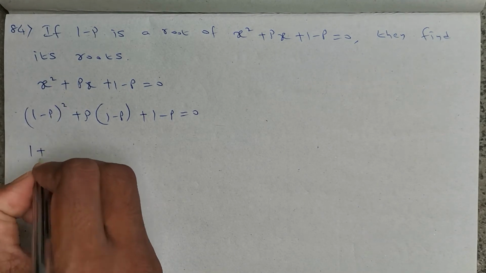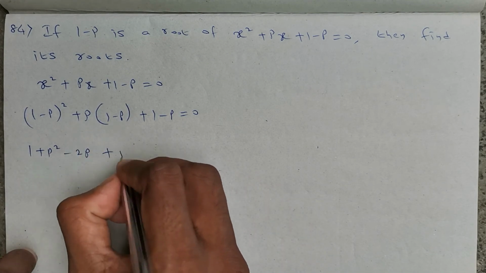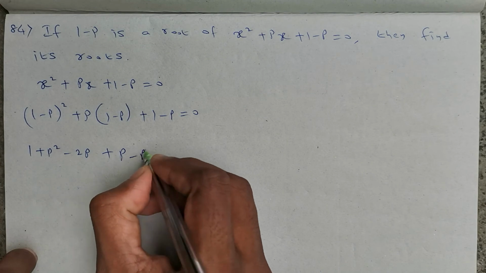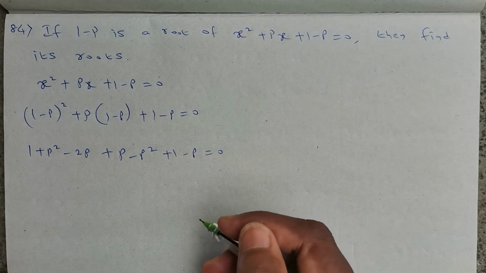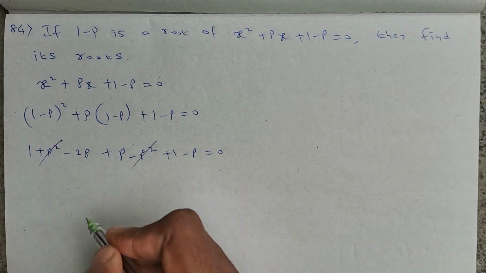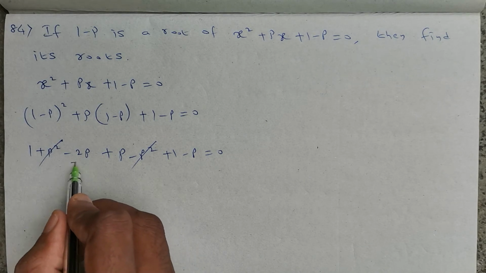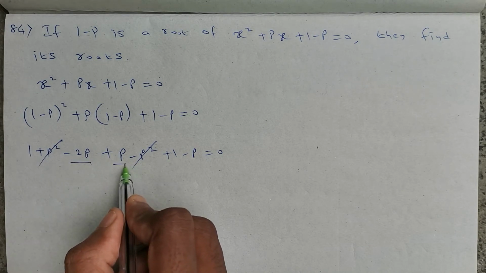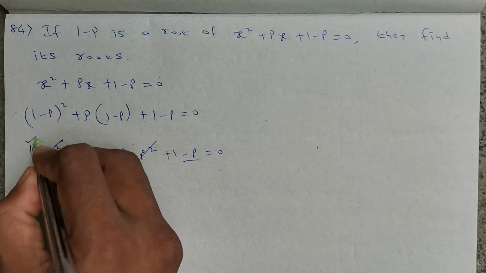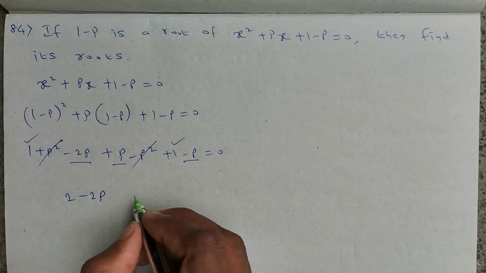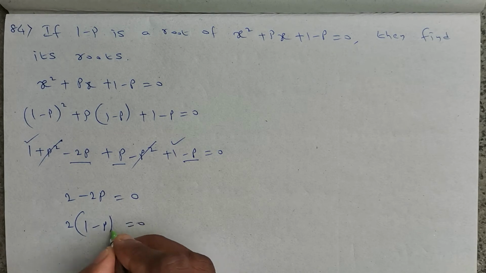This (1 minus p) whole square is in the form of (a minus b) whole square. If we expand, a square plus b square minus 2ab, plus p into 1 minus p, that is p minus p square, plus 1 minus p equals 0. Here plus p square and minus p square cancel. Next, minus 2p plus p minus p minus p, that is minus 2p, plus 1 plus 1, 2 minus 2p equals 0. So I take 2 common and remain with 1 minus p equals 0.